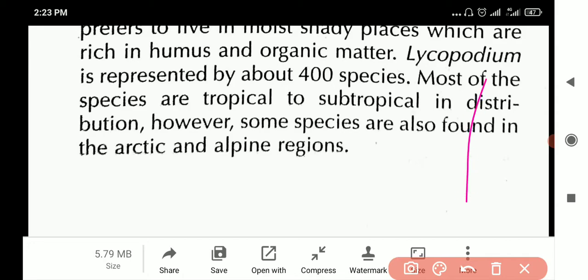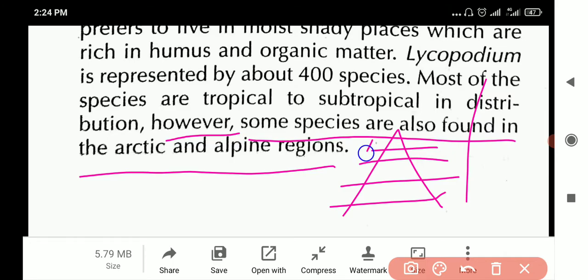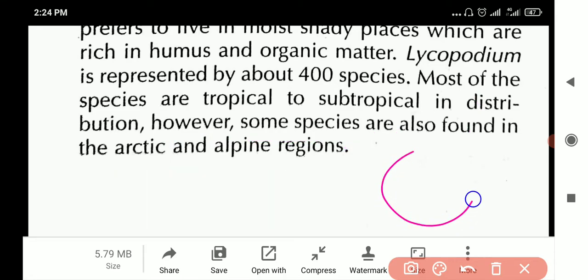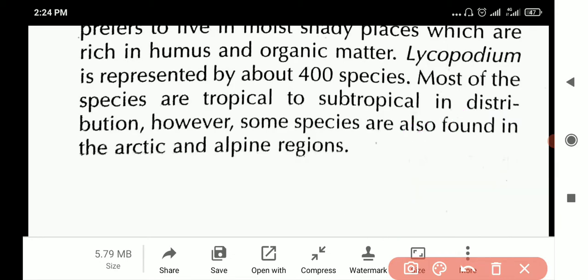But there are some species. However, there are some species that are found in the Arctic and alpine regions. Alpine means top of the mountain, many layers of the mountain. So we are finding it somewhere here in the alpine regions, and the Arctic. If this is the North Pole and this is the South Pole, here's the equator, the Arctic is somewhere here, or here, below the South Pole.